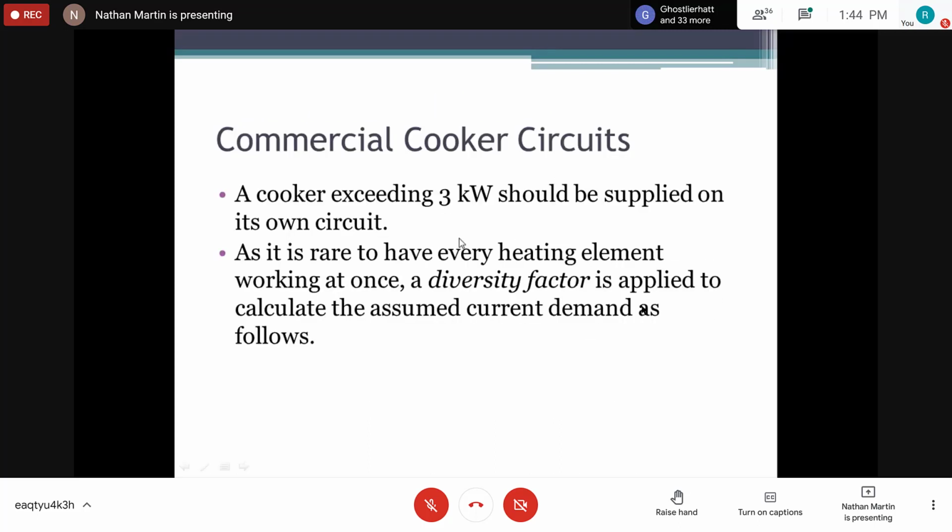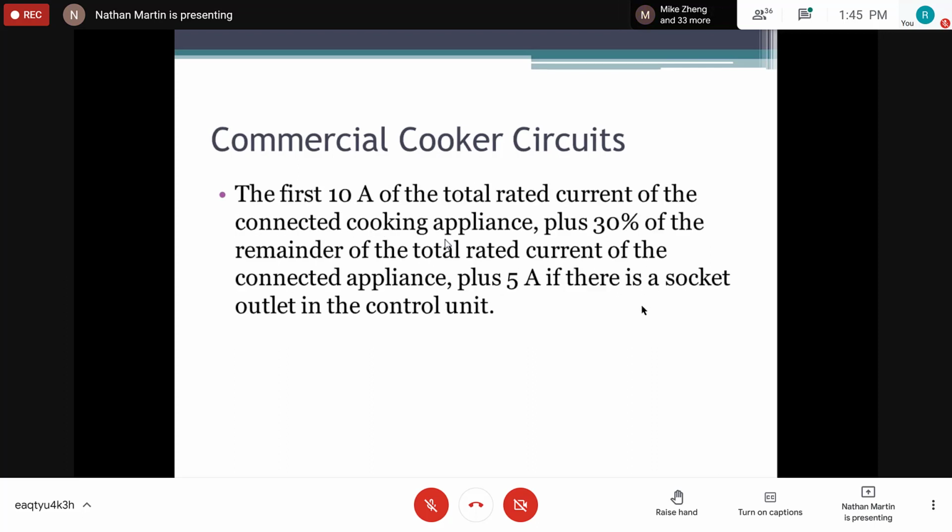Commercial cookers, right? A cooker exceeding 3 kilowatts should be supplied on its own circuit, right? So we're not talking about your stove at home, but a commercial cooker that is above 3 kilowatts. As it is rare to have every heating element working at once, a diversity factor is applied to calculate the assumed current demand as follows, right? The first 10 amp of the total rated current of the connected cooking appliance, plus 30% of the remainder of the total rated current of the connected appliance, plus 5 amp if there is a socket outlet in the control.